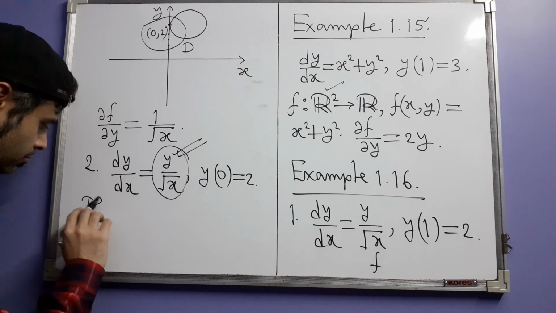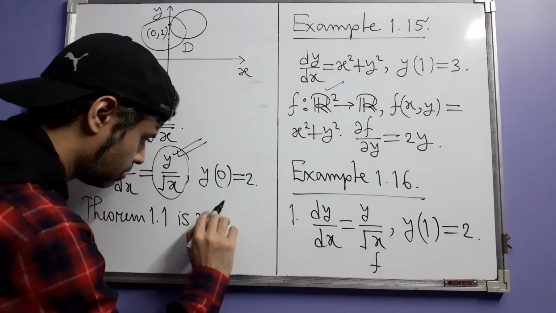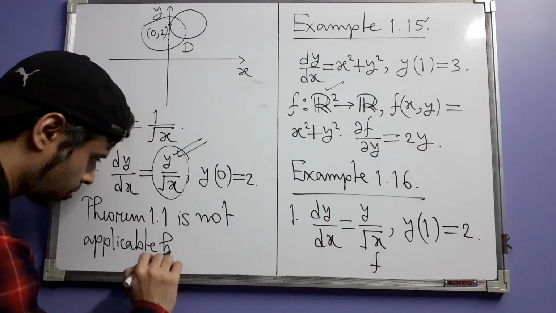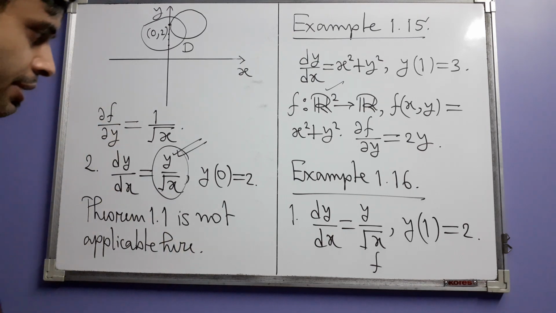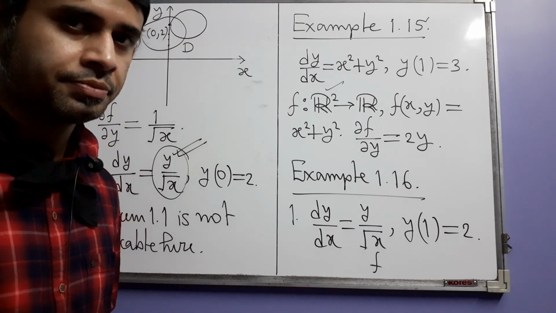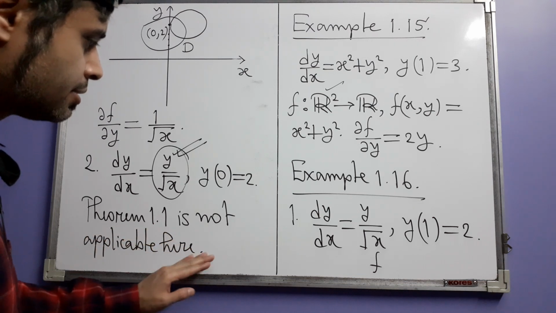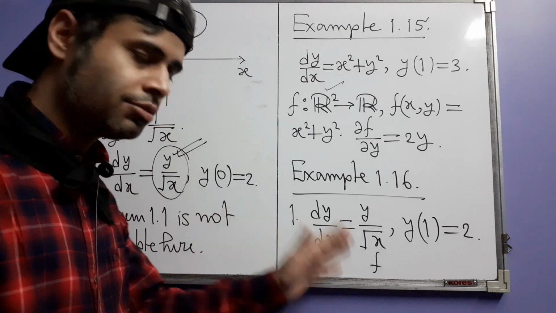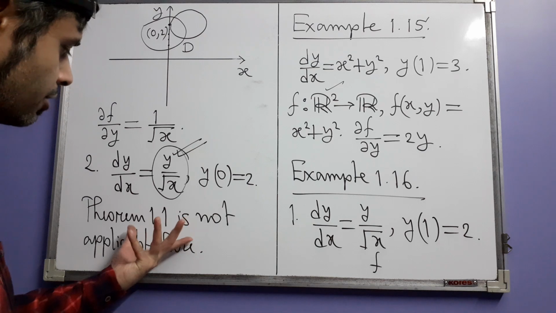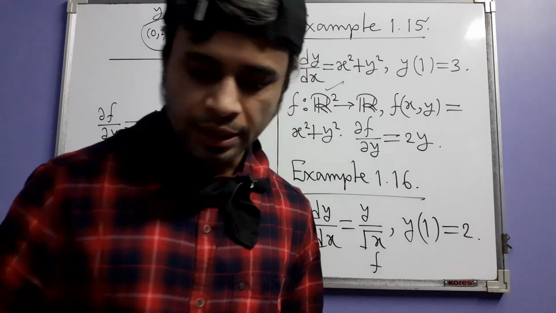So theorem 1.1 is not applicable to this IVP. Does it mean that it does not have a solution or does not have a unique solution? We don't know, because if we cannot apply this theorem, the theorem does not give you any information about this IVP. It may have a solution, who knows, but this is not the tool for knowing that. And with this, the section ends.